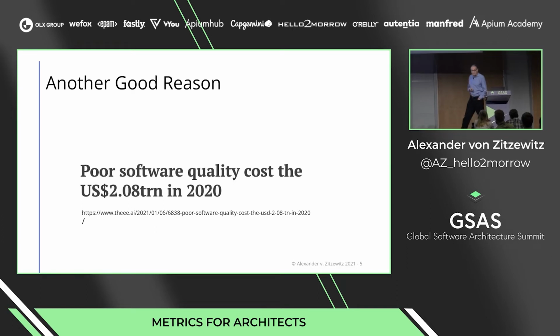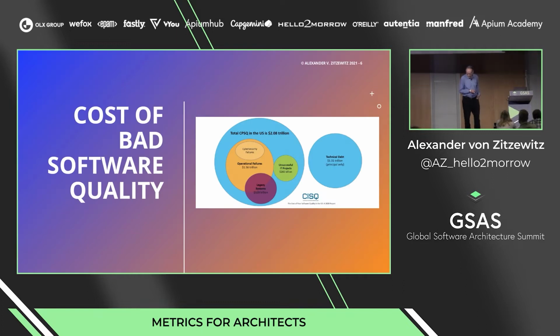Another important reason why you should think about using metrics is the enormous cost of poor software quality. Just in 2020, it was estimated that in the United States alone, the cost for poor software quality was north of $2 trillion. Yeah? Think about that number. That's a really big number, right? It's about 10% of GDP, to put it in other terms. So I think the software industry still has room for improvement to bring these costs down. So this report came from CISQ.